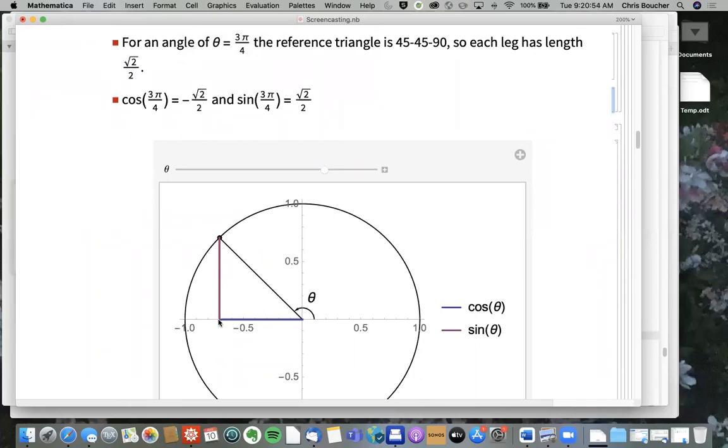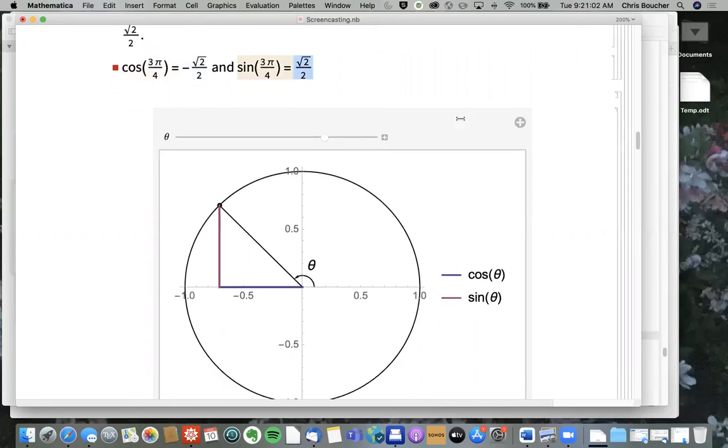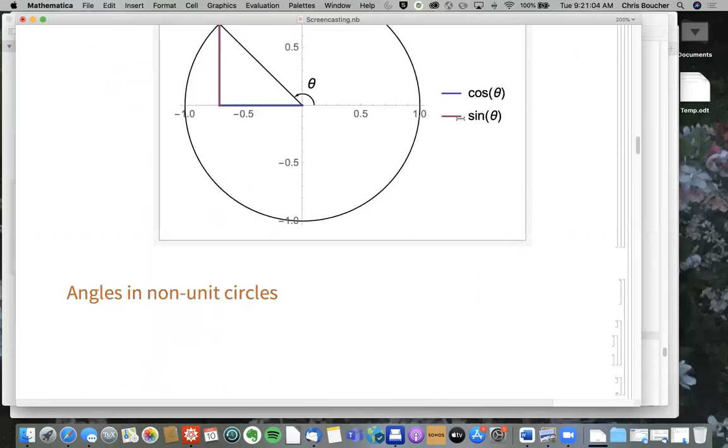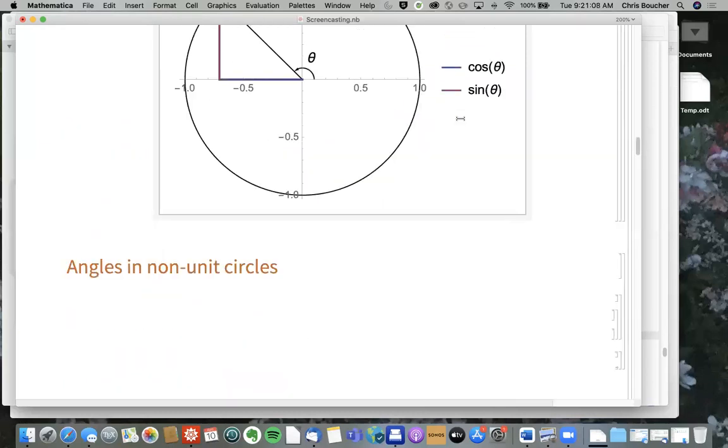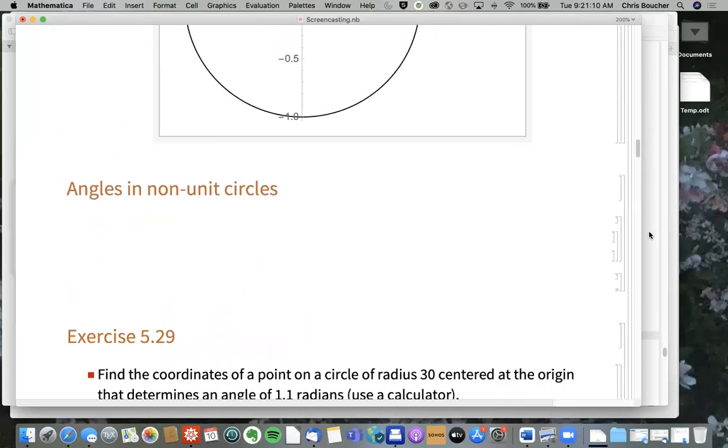The cosine, the x coordinate here, is clearly negative. So the cosine of 3 pi over 4 is minus root 2 over 2. And the sine, the y coordinate, is positive. So that's going to be plus root 2 over 2. Okay, let's talk a little about angles in non-unit circles and then do another example, and I think we'll be good.